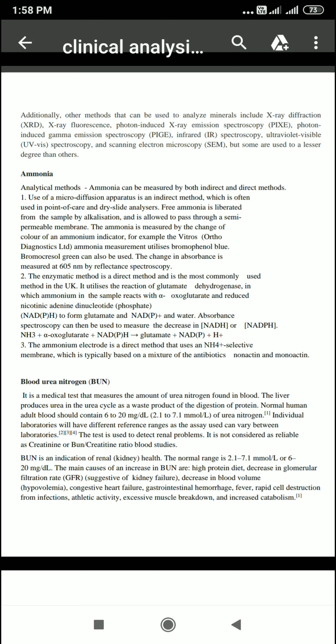The ammonium electrode is a direct method that uses an NH4 plus selective membrane, which is typically based on a mixture of antibiotics, nonactin and monactin.